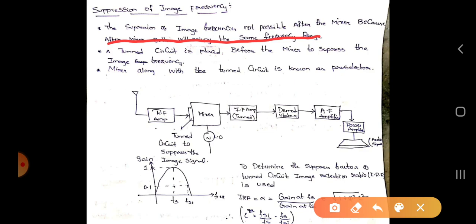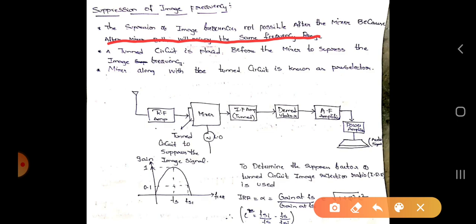But if you see after the mixer, both the original, our wanted signal, as well as the unwanted image frequency signal, are occupying the same frequency, so there will be a distortion in the signal which you require. So we have to suppress these image frequencies before the mixer itself, in order to avoid any distortions in the signal. That's why we are suppressing it before the mixer.